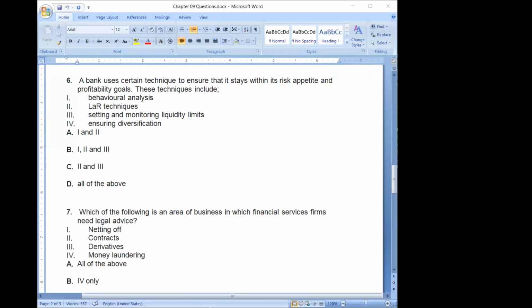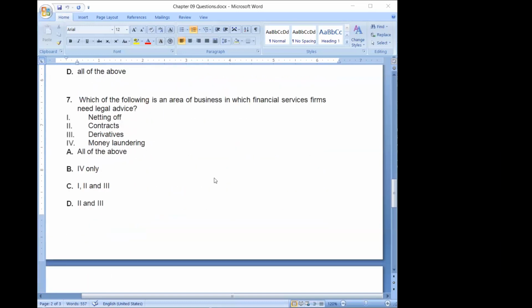Behavioral analysis, yes, we do. Liquidity risk, yes. Setting and monitoring liquidity limits, yes. Ensuring diversification, that's also yes. So if you look at the given list, everything is relevant. So the correct answer is D. Let's go to question number 7.